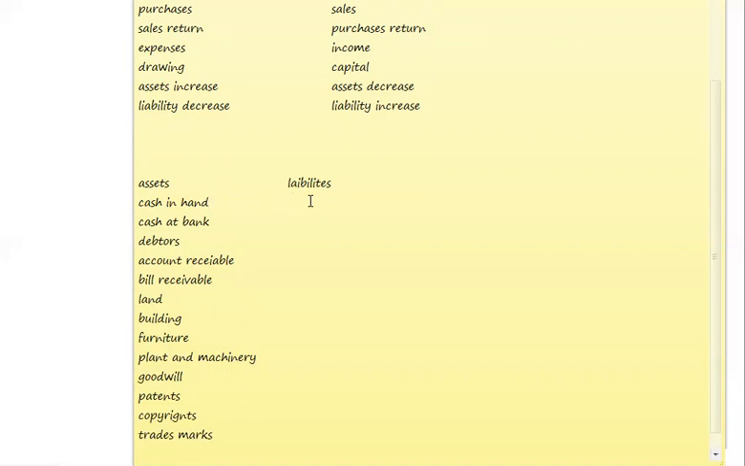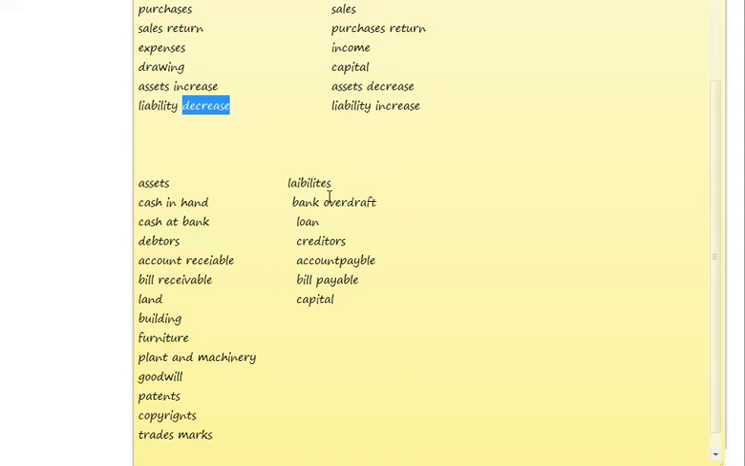As far as liability is concerned, first liability is bank overdraft, then you have loan, then creditors, then account payable, and then bills payable, and the last, major liability is capital. When there is a decrease in liabilities, these are going to be debit, and when there is an increase, these are going to be credit.